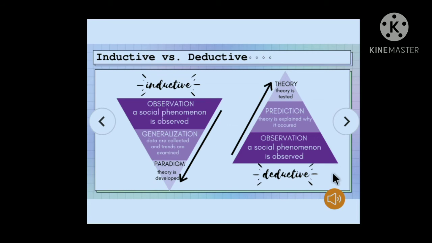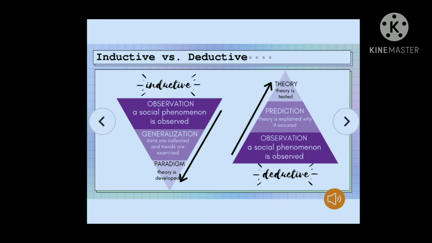Another representation of the two reasonings is the pyramid and inverted pyramid representation, wherein inductive reasoning is represented in an inverted pyramid. In the inverted pyramid, inductive reasoning begins with an observation, wherein a social phenomenon is observed, followed by a generalization wherein data are collected and trends are examined, followed by a paradigm wherein theory is developed. With this, we can say that inductive reasoning begins with a specific observation that is generalized in order to develop a theory.